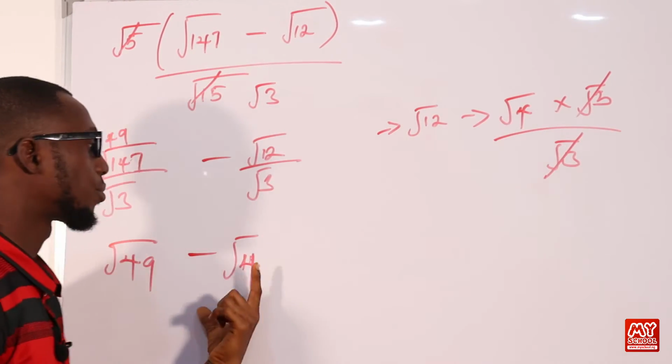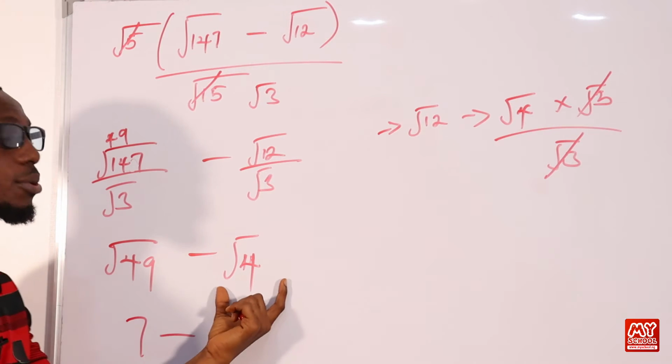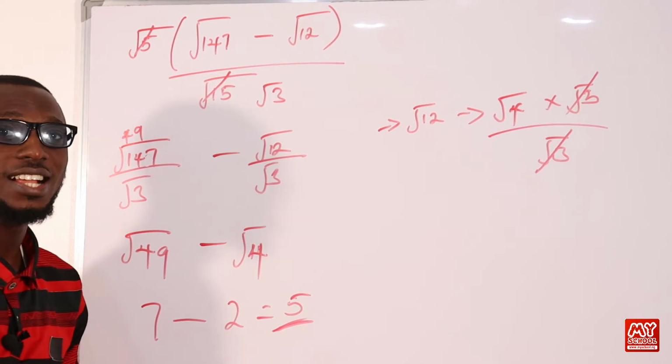You can see that. So we are left with root 4. So square root of 49 is 7. Square root of 4 is 2. So 7 minus 2, we have 5. So 5 is the answer we are looking for.